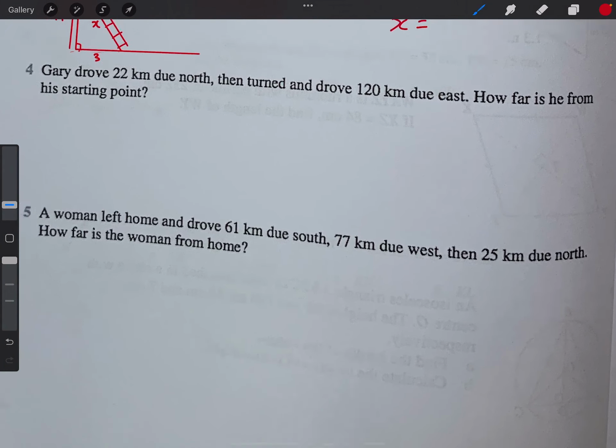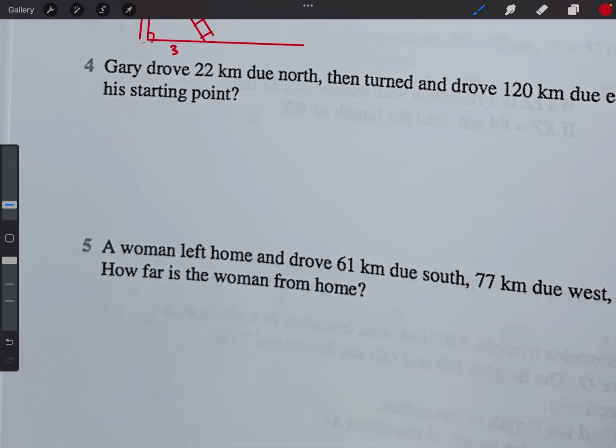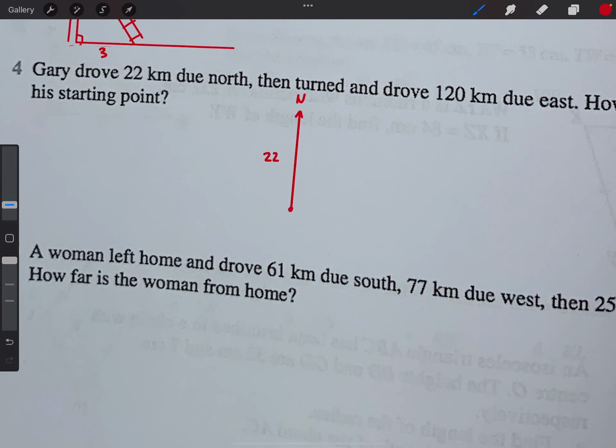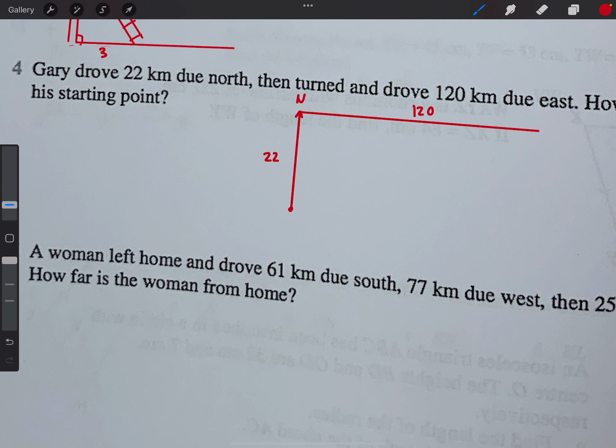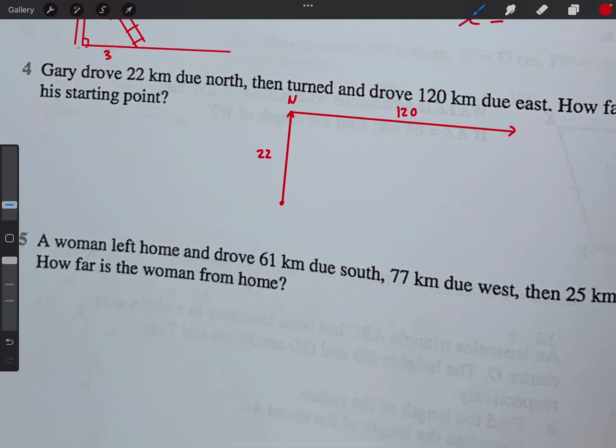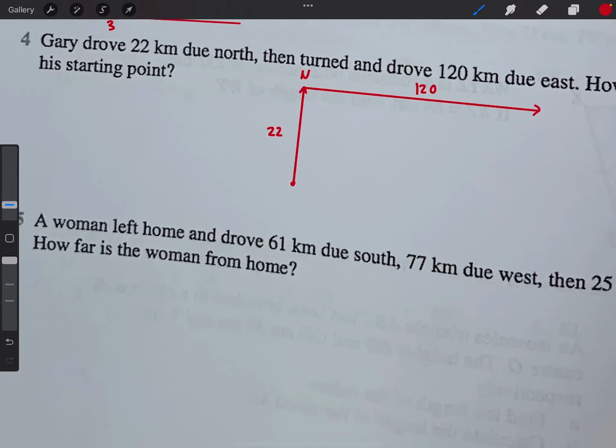Question 4. Gary drove 22 kilometers due north. So he started from here and he drove to here, in the north direction, 22 kilometers. Then he turned and drove 120 kilometers due east. So he turned and drove due east, and this one will be 120. That's pretty far. How far is he from his starting point?